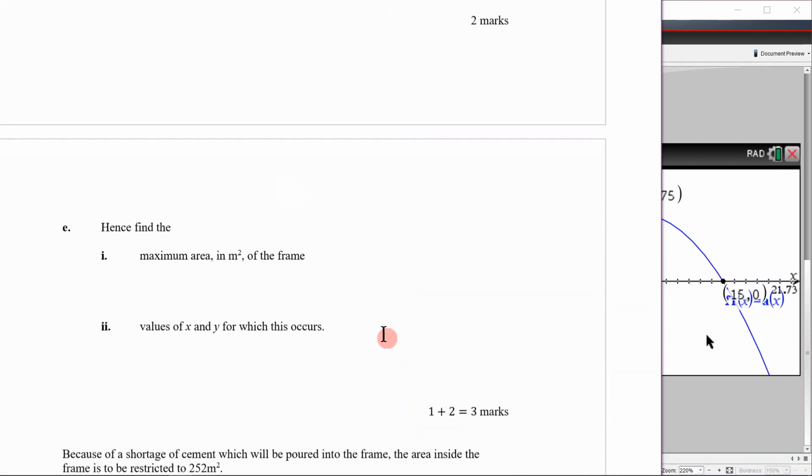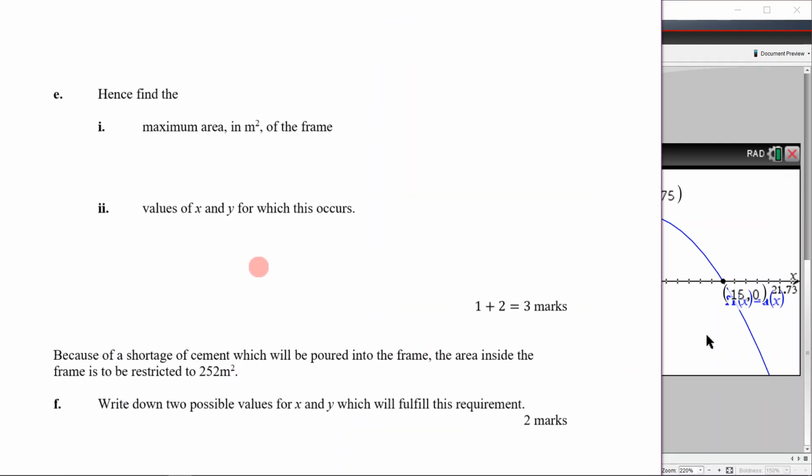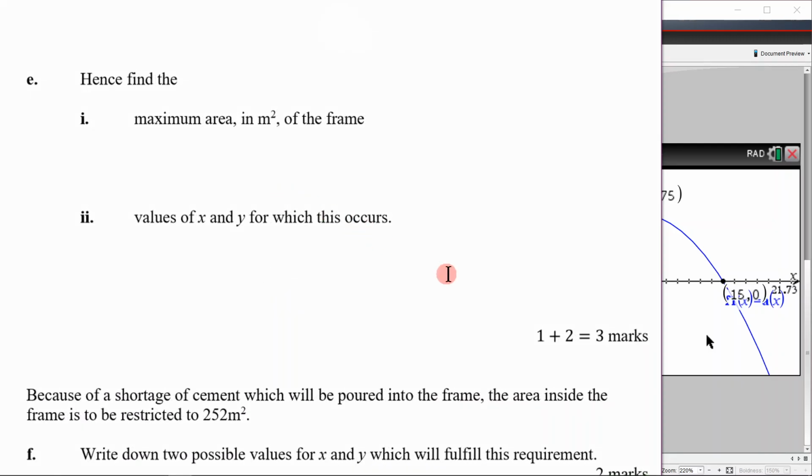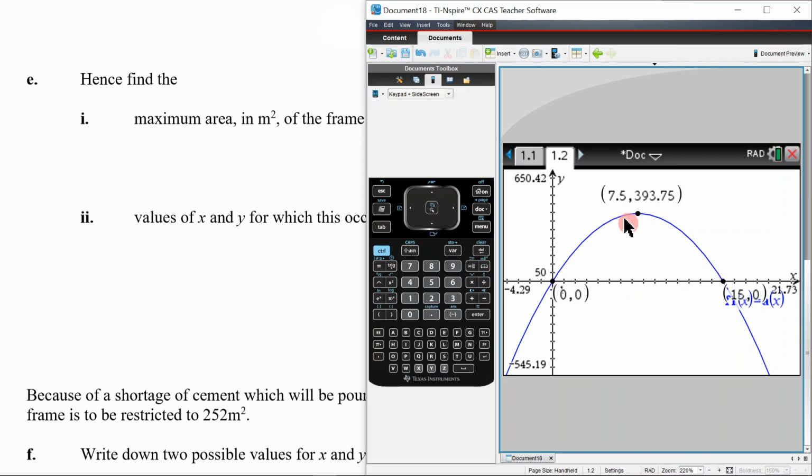Okay, so now it says, hence find the maximum area of the frame. So our maximum area is just going to be our turning point. So remember, our y-axis here represents our area. The x-axis represents the x value in this case, because remember, it was x and y that we were dealing with. So it's going to be 393.75 is our maximum area. So let's now write that down.